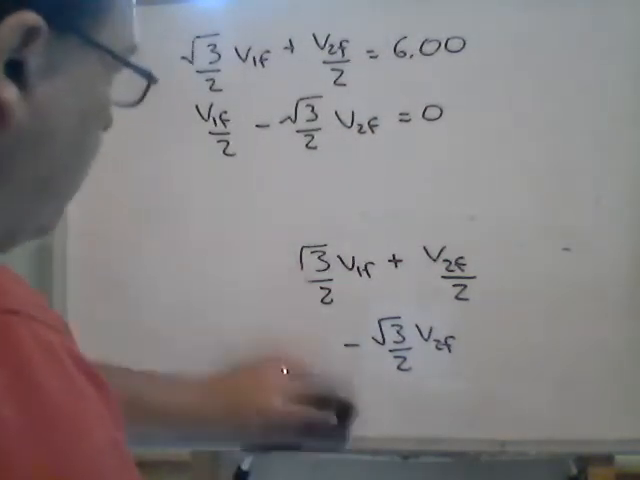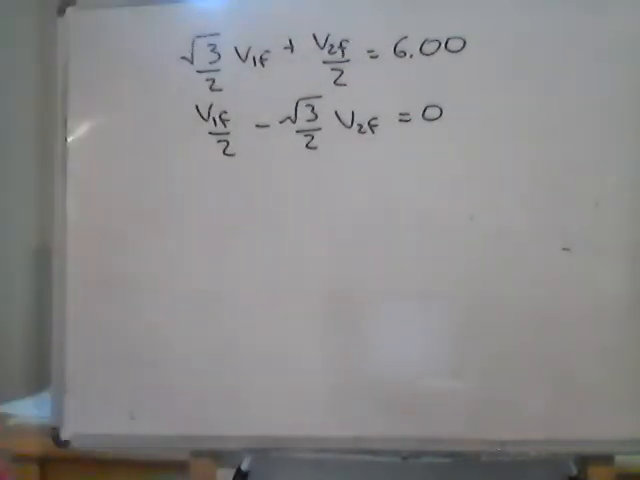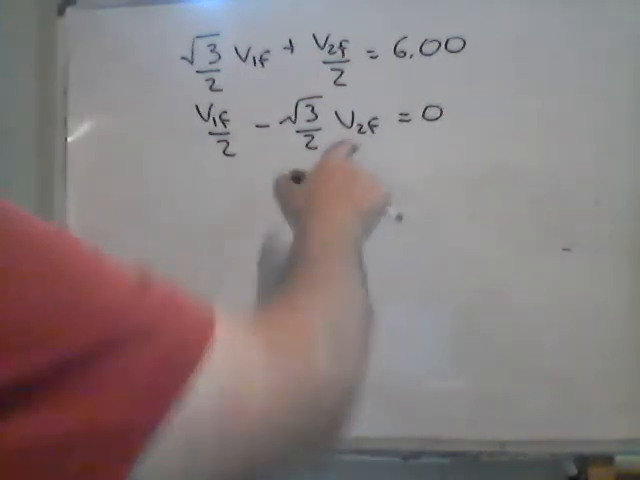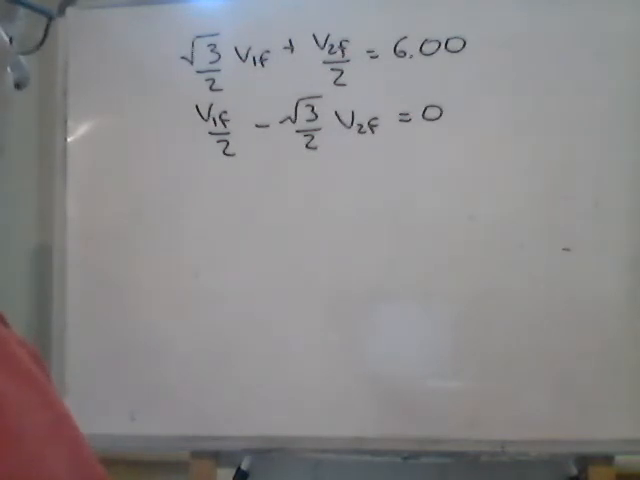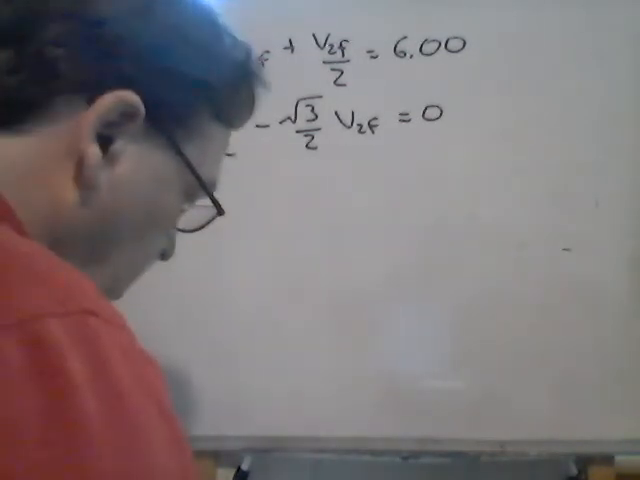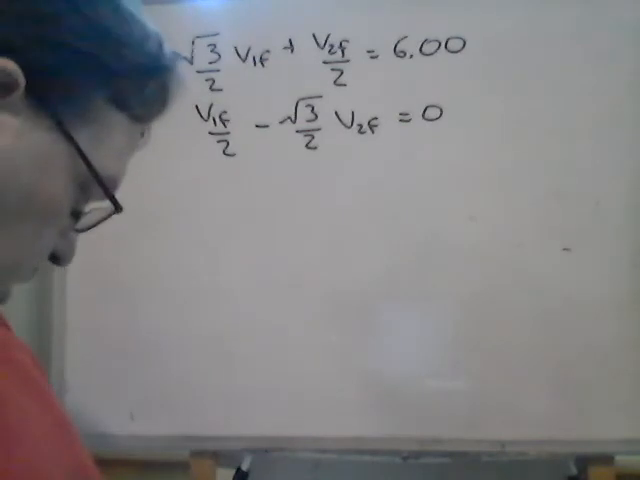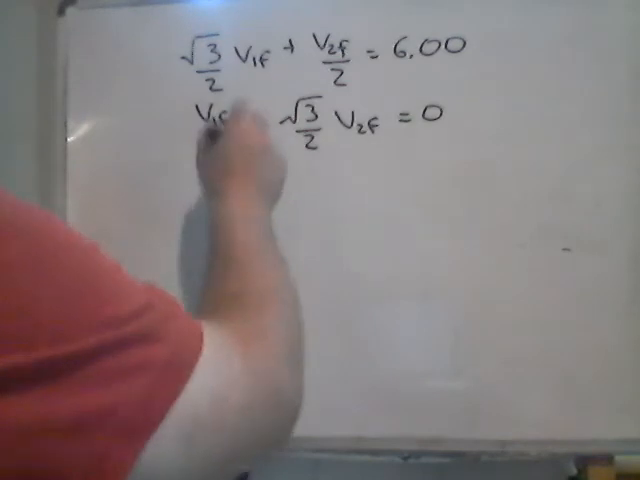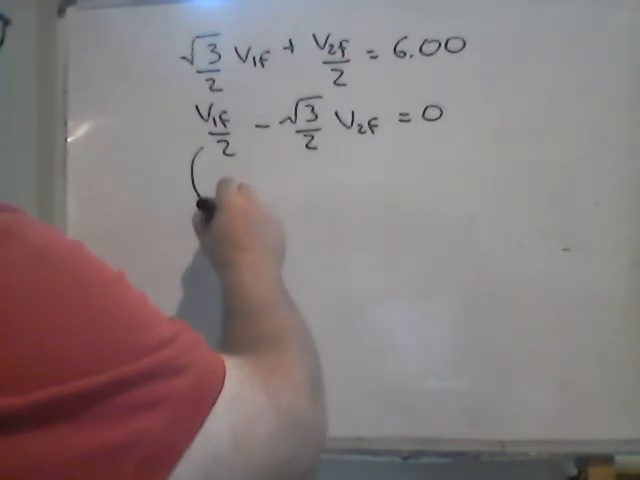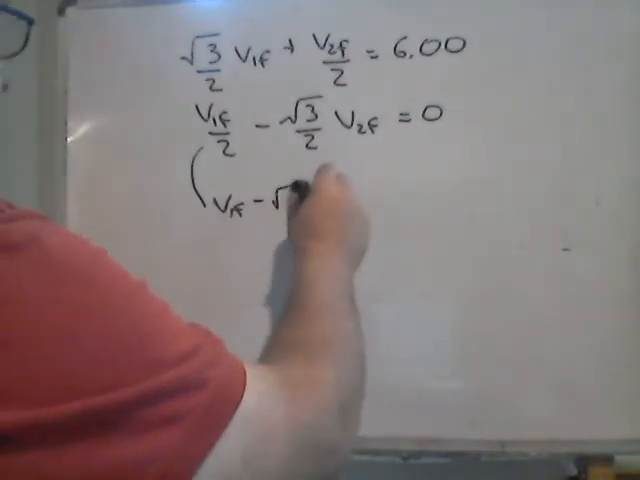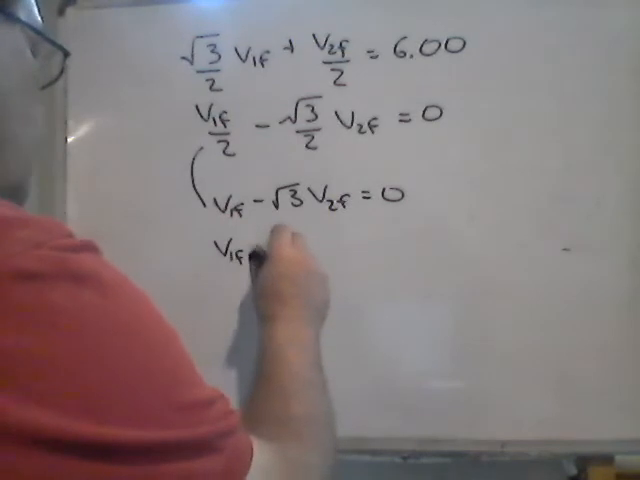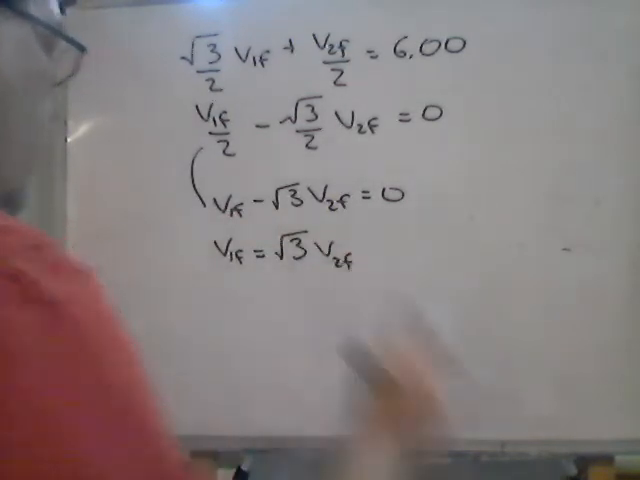What I can do is simplify a little bit: I can take the second equation and write one variable in terms of the other, and then substitute. The second equation sets me up very nicely to do that. So I'll take the second equation and solve for v1f. I'm going to multiply through by 2. No problem there. So v1f minus the square root of 3 v2f equals 0, or I can simply write v1f equals the square root of 3 times v2f. Again, no big deal there.